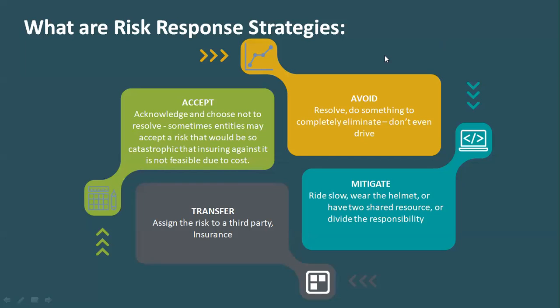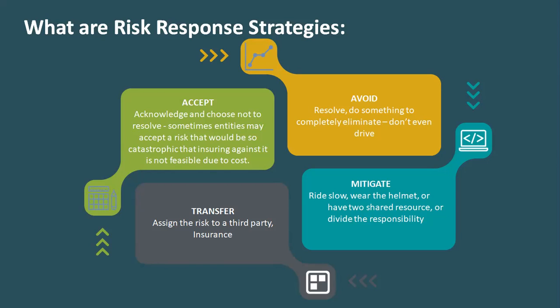What are risk response strategies? Now, there are 4 ways of responding to a risk. One is let's avoid the risk completely. A very classic example is the nuclear reactor that got damaged during the tsunami in Japan. One way to avoid that kind of risk in the future is let's not build nuclear reactors in areas which are earthquake or tsunami prone, right? That's one way of avoiding it.